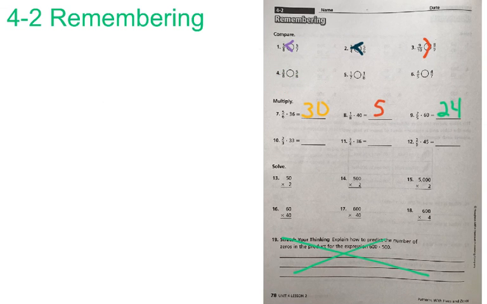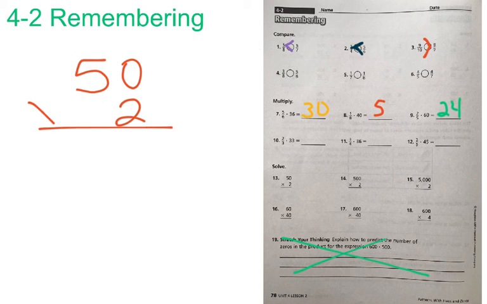We're going to talk about our shifting when we're doing powers of 10 or multiplying by powers of 10. Number 13, we have 50, and we're multiplying that by 2. We're going to shift it to the left, so we're going to bring that 0 down, and we're going to make it our placeholder. And then we have 2 times 5, which is equal to 10. 50 times 2 is equal to 100.